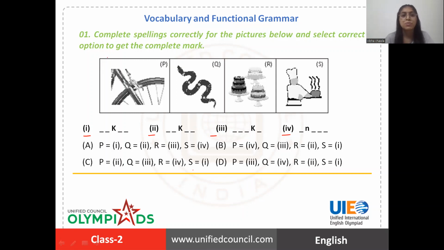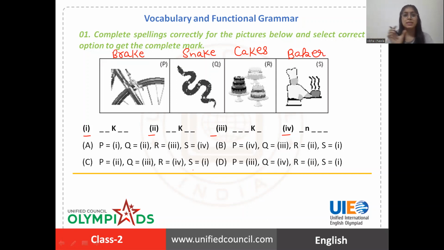What are these? The first one, which is P, is a break. If I talk about Q, it is a snake. It is a picture of a snake. In R, cakes are given. And in S, this is a person who is baking something, so he is a baker.